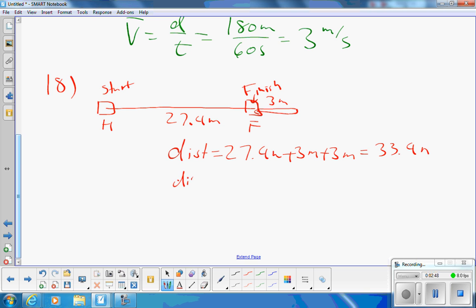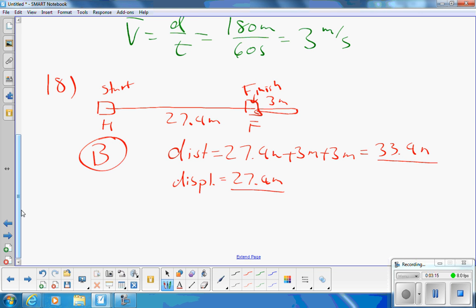So displacement is 27.4 meters east or whatever it is, but they just want the magnitude. So 27.4 versus 33.4, the distance is 6 meters longer. That is choice D. No, I'm sorry, my bad. Compared to the total distance, which is 33.4, the displacement is shorter by 6 meters. So it's choice B.